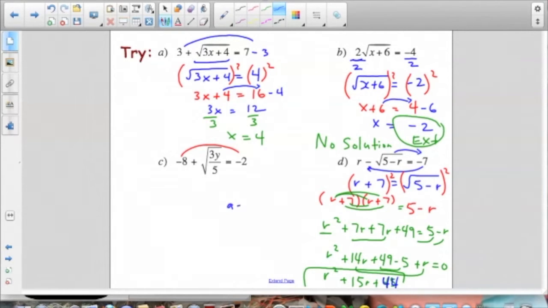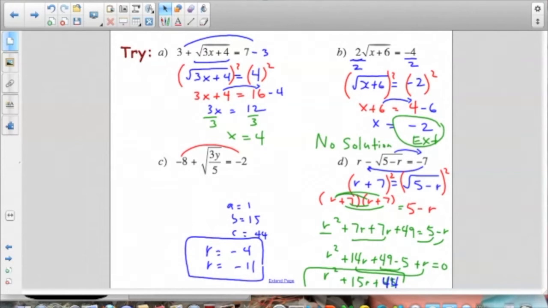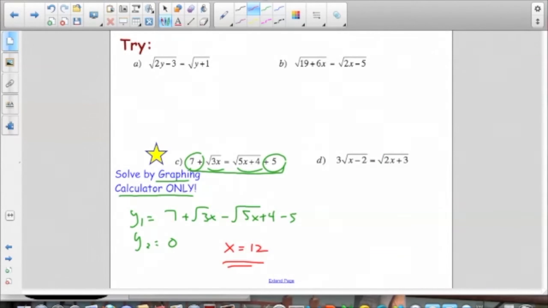So our A is 1, our B is 15, and our C is 44. And out popped, r is -4, and r is -11. Okay, now, we know it can't be two answers, because if you see a radical, it doesn't cross two places, not like a parabola or a quadratic. So, which one is going to be extraneous? So I'll just touch on this one too, because it's a new one we haven't done.